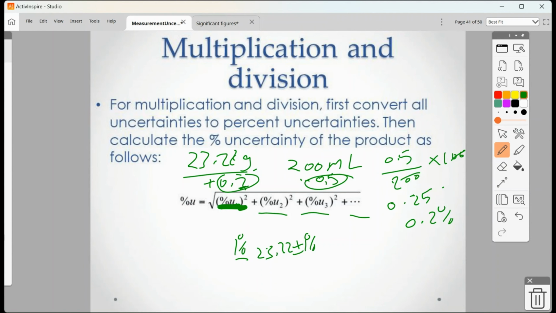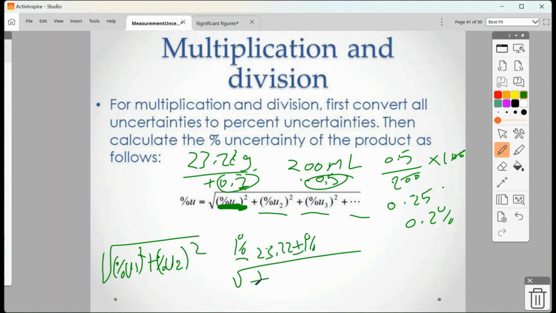0.2%. Now I can add using what? Using the first percentage uncertainty squared plus the second percentage uncertainty squared, and then I will put this under a square root. So (1 over 100) all squared plus (0.2 over 100) all squared. This is how we can add. Let's take an example.